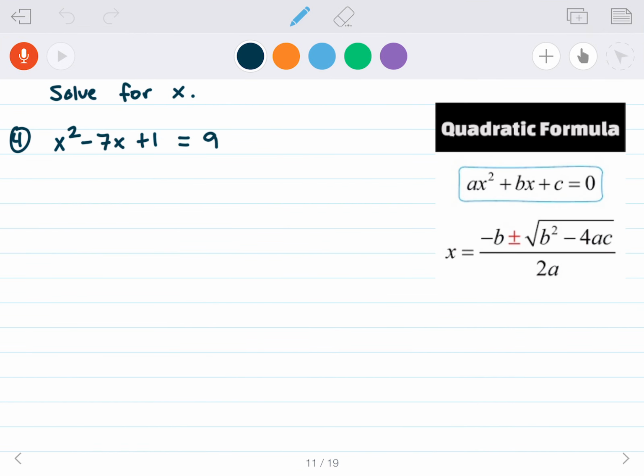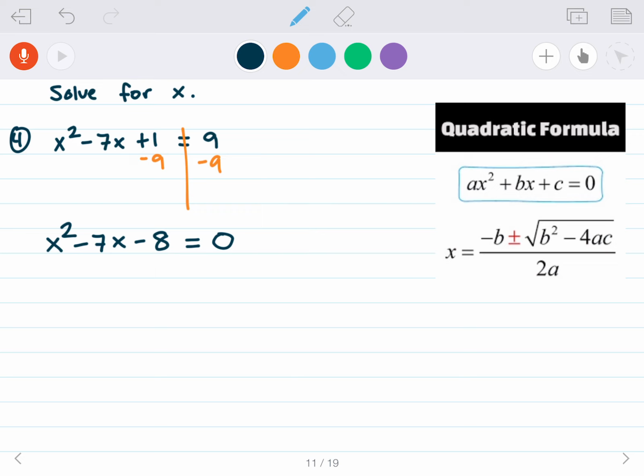Let's try this one. The first thing you want to do is make sure that one side equals 0 before you use the quadratic formula. That's what this is all about. So I'm going to start by subtracting 9 from both sides. When I do that, on the left side I'm left with x squared minus 7x minus 8, and on the right side I'm left with 0, which is what I wanted.